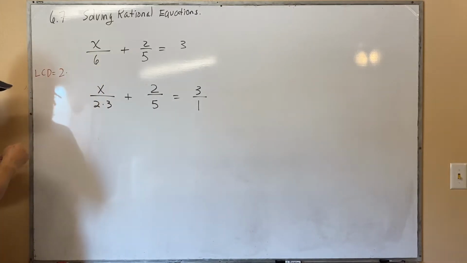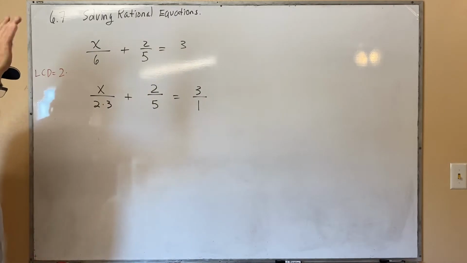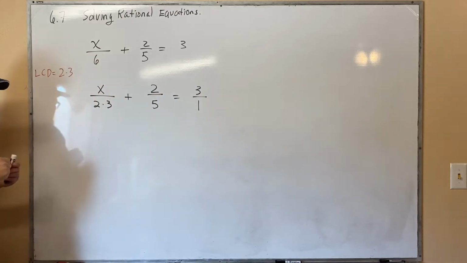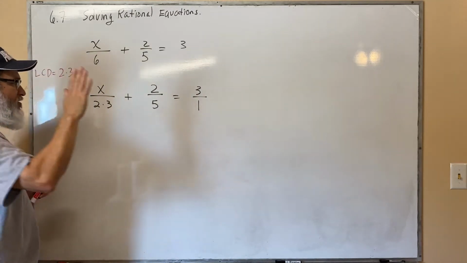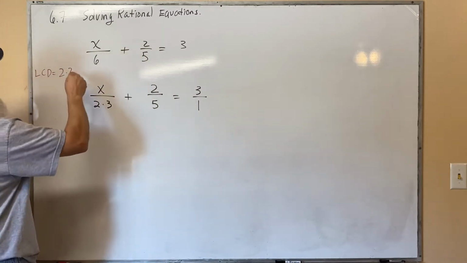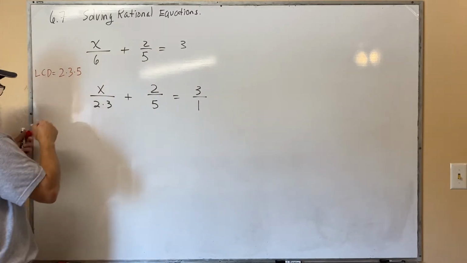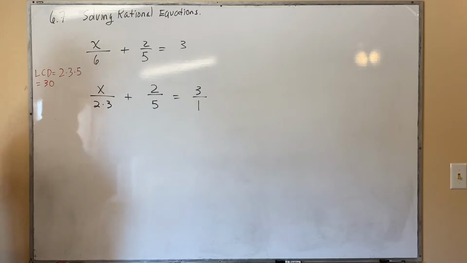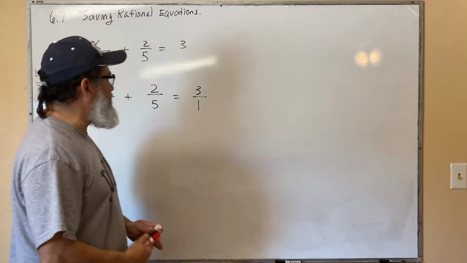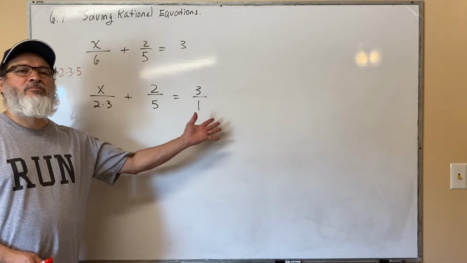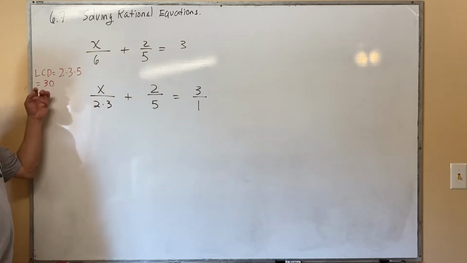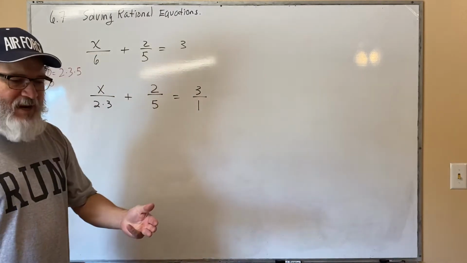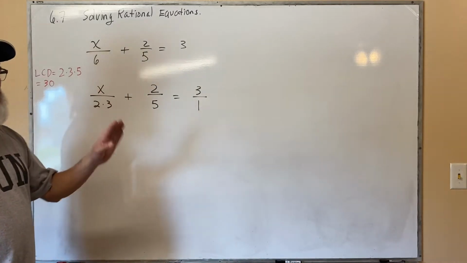1 time. 3. Go to the denominator where 3 occurs the most. 1 time. 5. Go to the denominator where 5 occurs. 1 time. 6 times 5 is 30. That's the LCD. So step number 1 is factor denominators. Step number 2, find the LCD. Step number 3, multiply every numerator by the LCD.